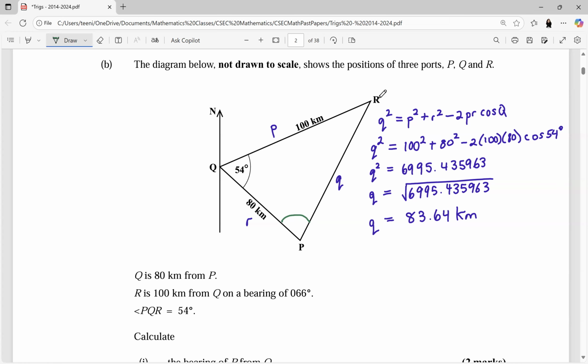Because if, for some reason, I miscalculated and got the wrong answer for PR, and then I used that same wrong answer in the second part of the question, well, you might still get some marks because there's this thing called error carried forward. But just to be on the safe side and to get the most marks, you should always use what they gave you, right?